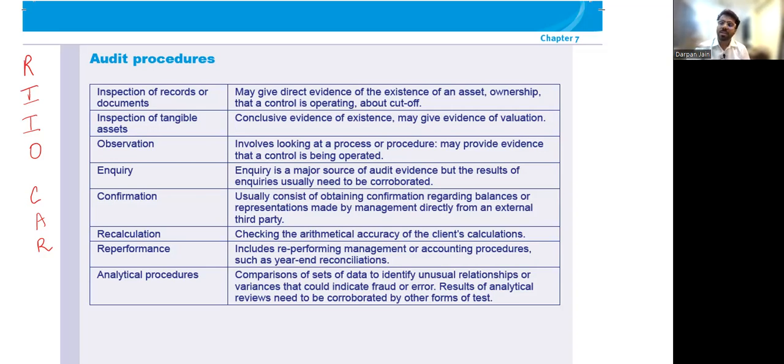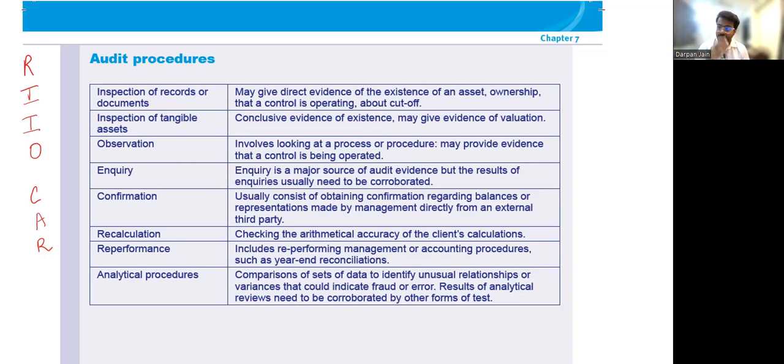So what kind of tangible assets can you physically inspect? You can inspect fixed assets. You can inspect inventory. You can inspect cash. All the tangible assets which have physical characteristics, you can go and assess them. You can go and see them. All right.